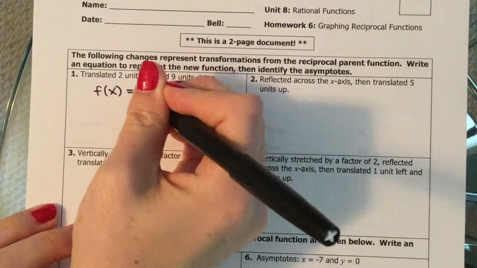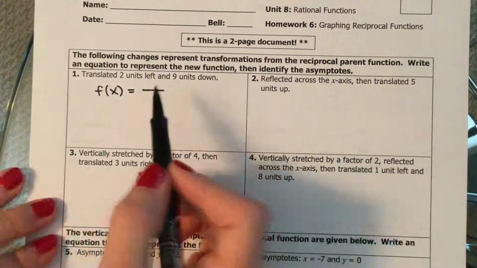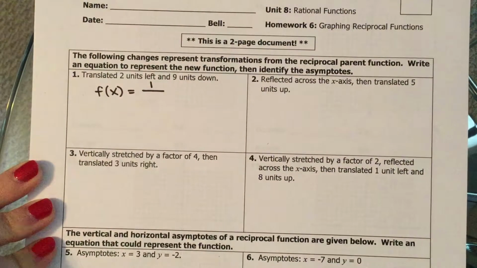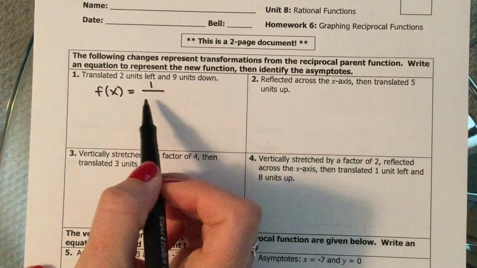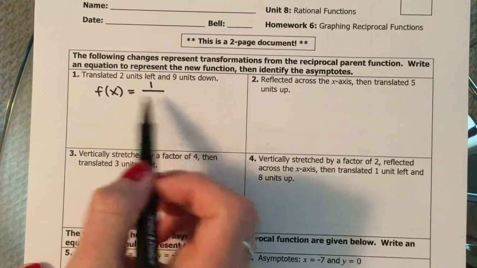There is a numerator, and the numerator starts off kind of as a default of 1, and then it'll change if there's a reflection, it'll change if there's a stretch or compression. So if there's a reflection, that numerator will become negative. If there's a stretch or compression, you'll replace the 1 with whatever that factor is. So here there's no mention of a reflection or a stretch or compression, so that numerator is just going to be a 1.